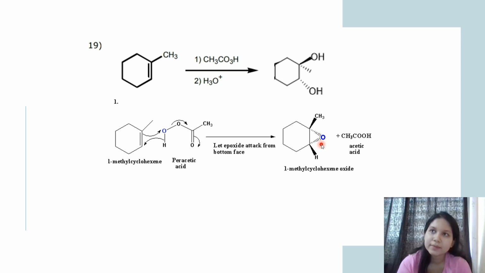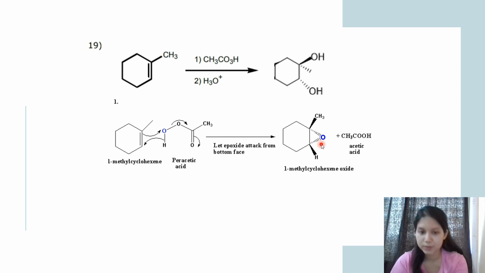You will also come across such examples where in place of peracetic acid you can use a few other peracids, mostly MCPBA, metachloroperbenzoic acid, which is most commonly used for such epoxidations of electron rich double bonds. That one is most commonly used.